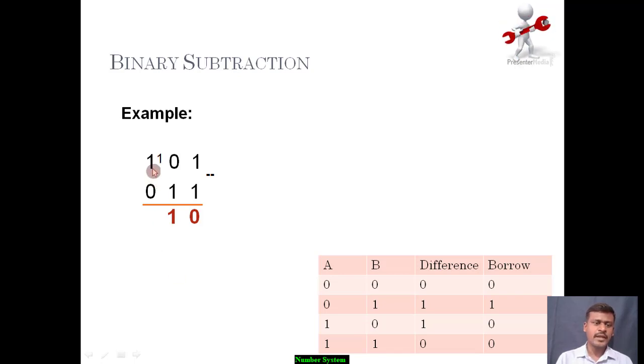Next is 1 minus 1. 1 minus 1 will give you 0 difference and 0 borrow. So this will give you a 0 answer. So 0 minus 0 will also give you a 0, because we don't have any value left, that is 0 minus 0 will give you difference 0 and borrow is also 0. So like this we can subtract any binary numbers from the rules of binary subtraction.